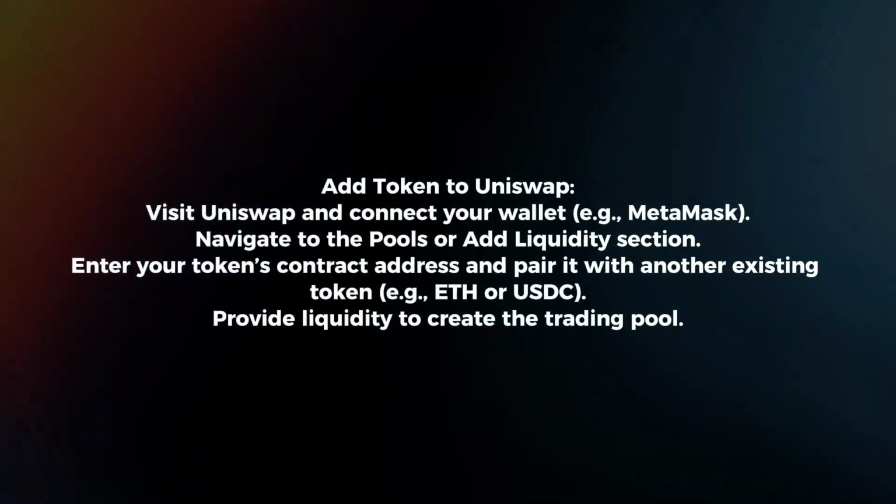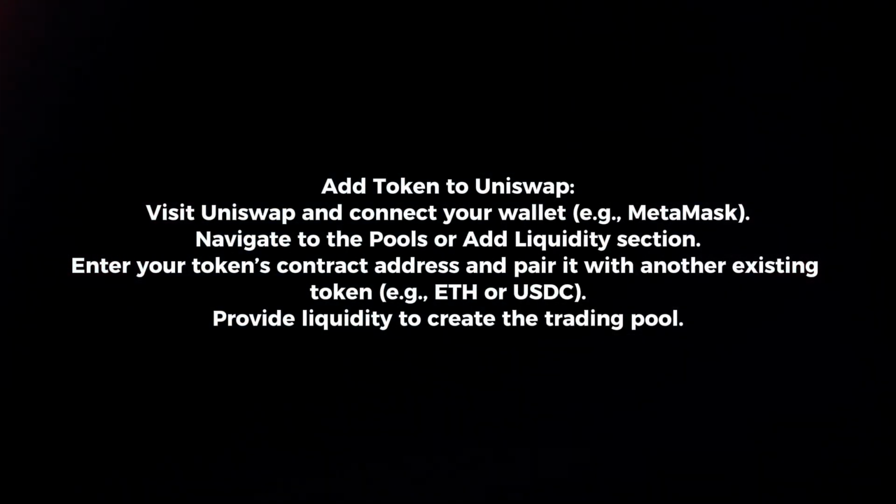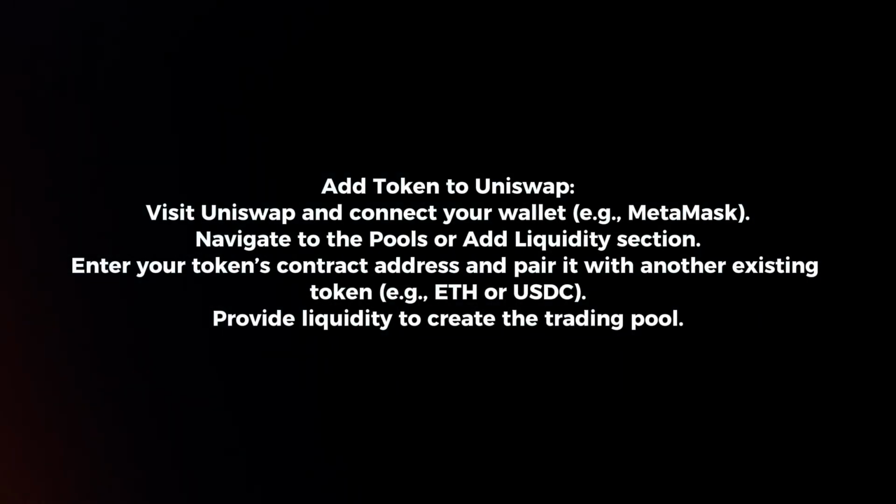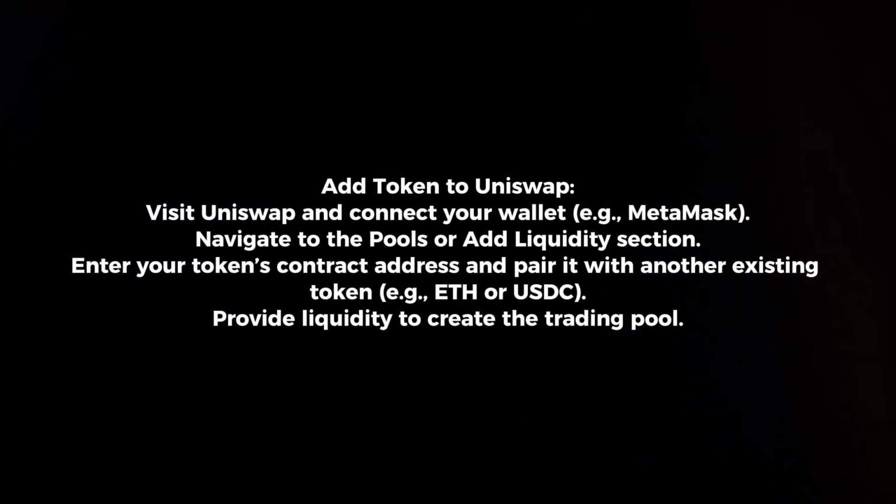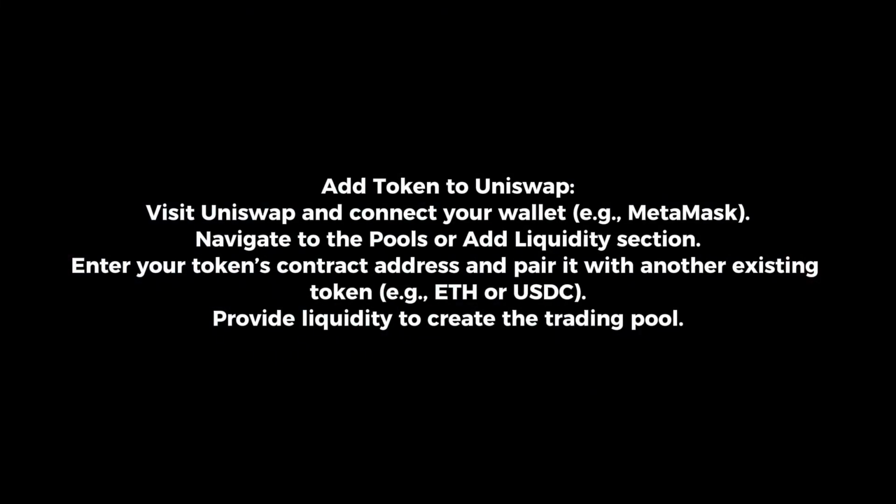Add token to Uniswap. Visit Uniswap and connect your wallet. Navigate to the pools or add liquidity section. Enter your token's contract address and pair it with another existing token. Provide liquidity to create the trading pool.